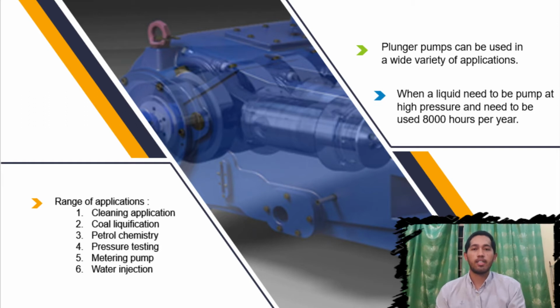The fifth application is metering pump. It is used to move precise volume of liquid. They are often used to pump chemical solution or other liquids. The sixth application is water injection. Water injection is where water is injected, usually to increase pressure and thereby stimulate production. That is all for the application of the plunger pump.